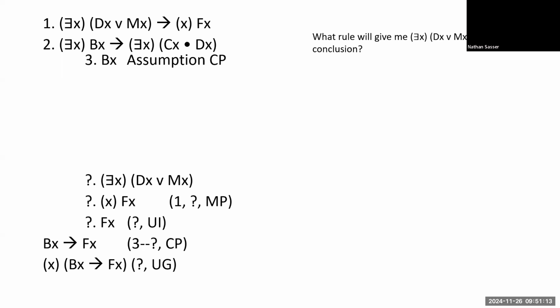But think, what rule will give you an existentially quantified statement? That's right. Existential generalization will do it. And what premise would you need to have in order to use existential generalization? You're going to need the unquantified version, Dx or Mx. Okay. What rule do you know which will give you, as a conclusion, Dx or Mx?